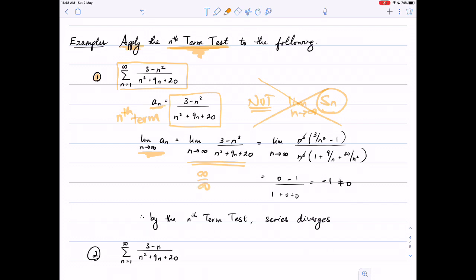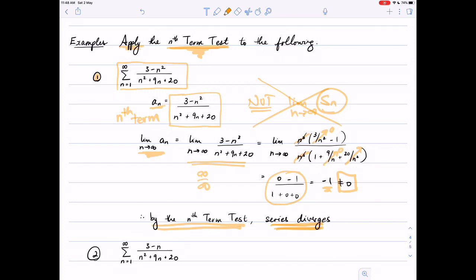But I think it's much easier just to factor out the largest power of the denominator and cancel them. And so we know that everything here ends up going to 0. And so this limit gives me 0 minus 1 over 1 plus 0 plus 0, or minus 1. And in particular, minus 1 is not equal to 0. And so by the nth term test, since it is not equal to 0, the nth term test tells me that this series diverges. The series diverges, okay?